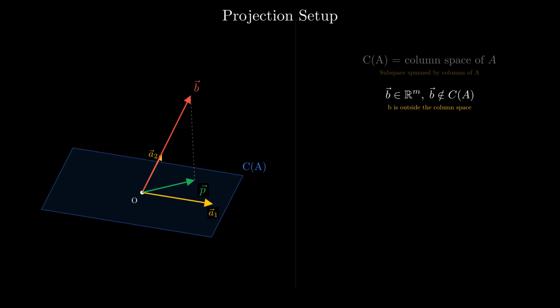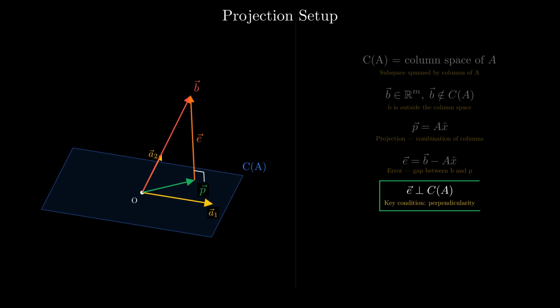Since P must be a combination of A's columns, we write P equals AX hat, where X hat holds the combination coefficients. The error vector E equals B minus AX hat. That's the gap between B and its shadow P on the plane. Geometry tells us that P is closest to B exactly when E is perpendicular to the plane. That right angle is the entire engine of everything that follows.